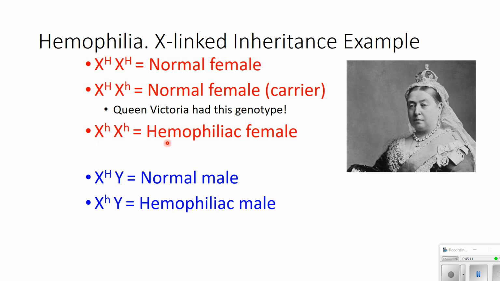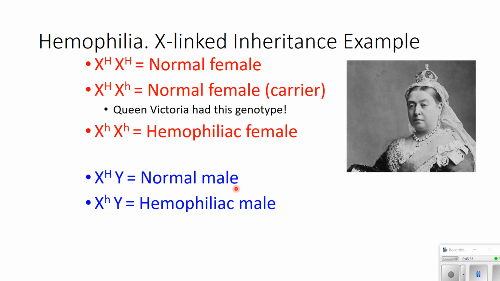But it could happen. We do know from history that Queen Victoria, who was on the throne in England back in the 1800s, and she reigned for many, many years, she was definitely a carrier of hemophilia. I can show you the family tree, and I'll show you that in a moment.